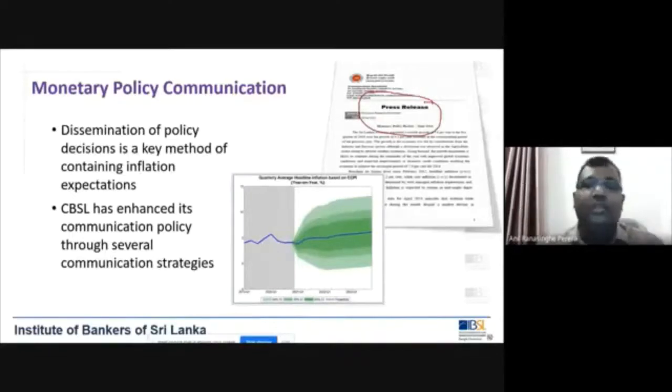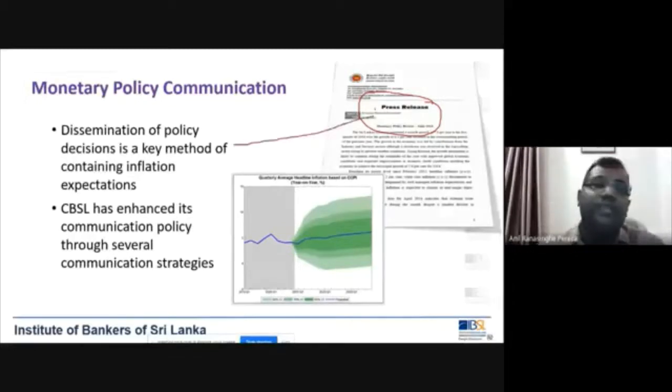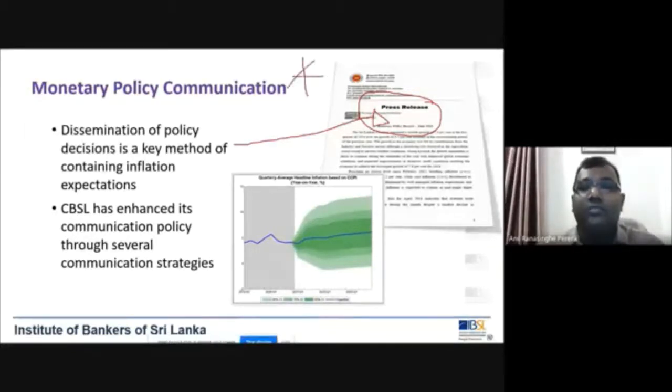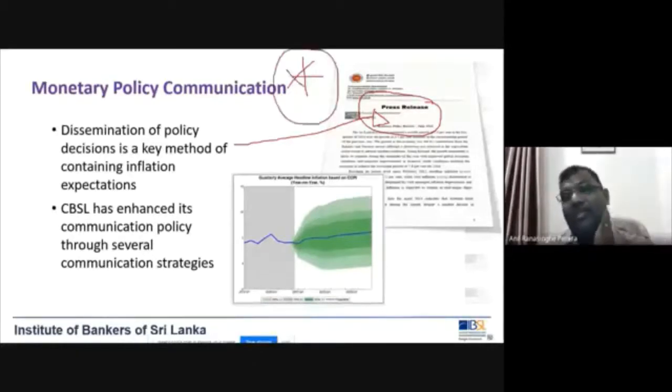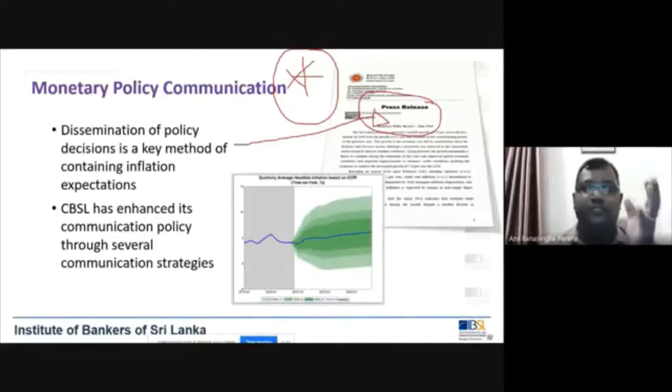This is only one thing. There are various other communication modes: press conference, putting it on the website, Facebook updates, people talking, likewise. But the main method of releasing the decision is the monetary policy press release. Now, my request: keep a special note on this monetary policy press release, because during your study before the exams, it's really important you look at this press release.